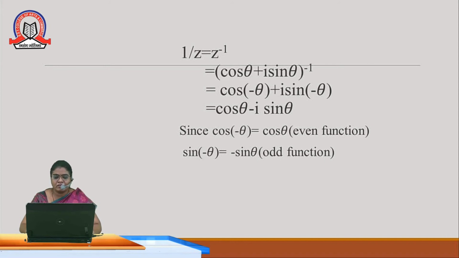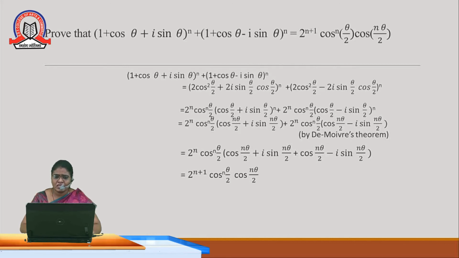Cos minus theta equal to cos theta, because it is an even function. Sin minus theta equal to minus sin theta, because it is an odd function. Substituting this, we will get z inverse equal to cos theta minus i sin theta. Using all these concepts, we are going to solve this problem.